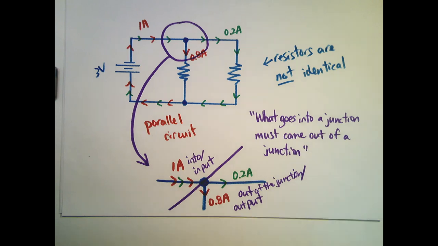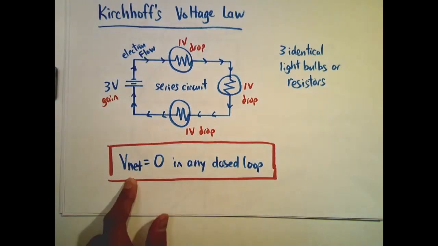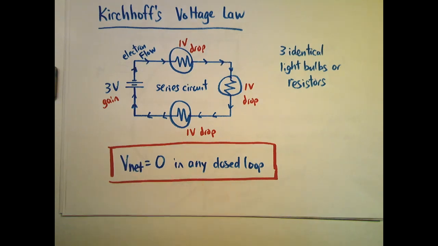And then you have Kirchhoff's voltage law, which is right here: the net voltage equals 0 for any closed loop. All right.